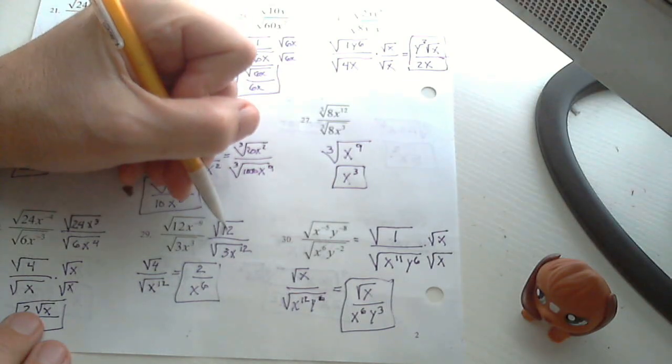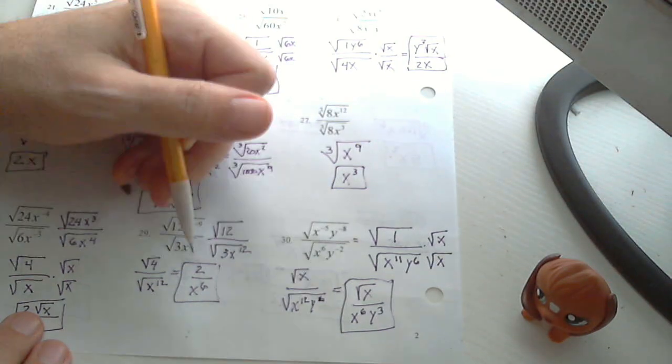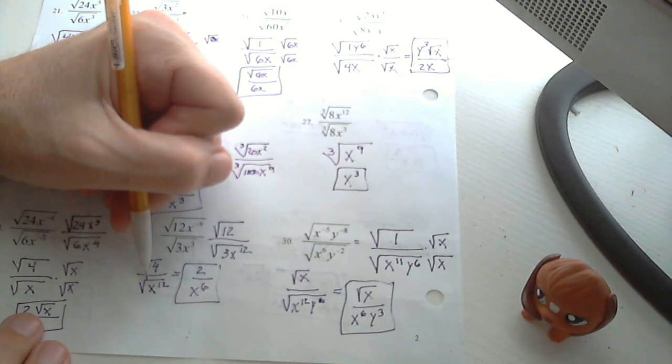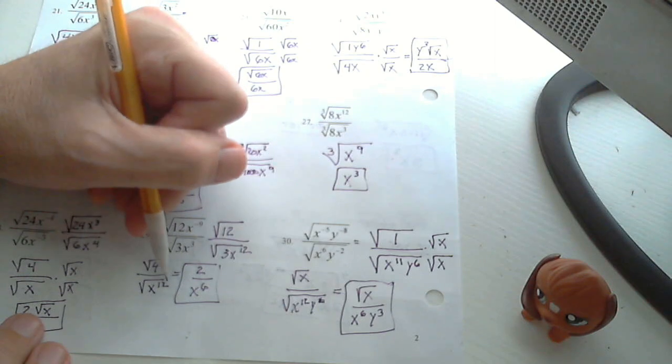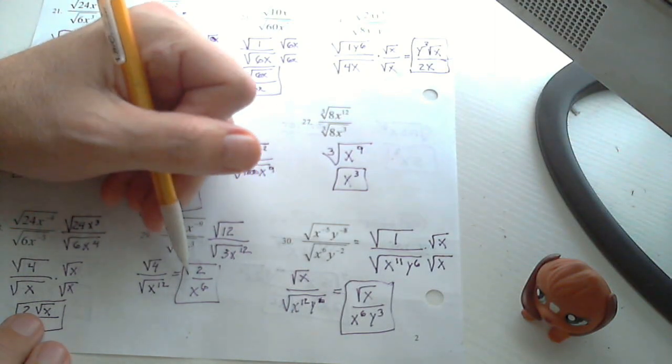So I can simplify 12 over 3 to get this 4. X to the 12th mercifully is a perfect square, so I really don't have to rationalize it because I can just take the square root of it. It's x to the 6th power.